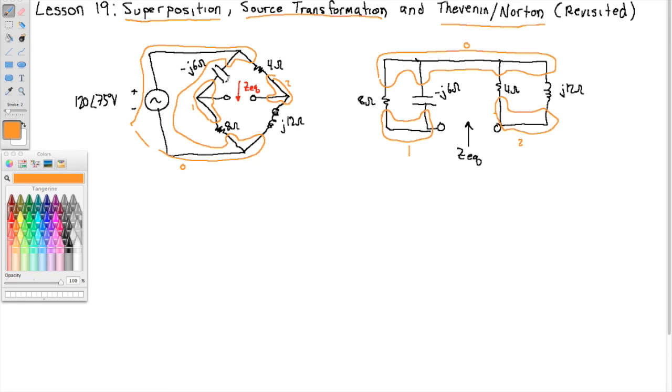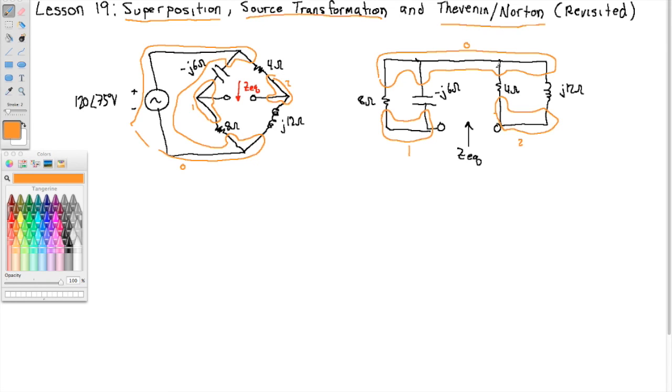You see, the capacitor, for example, is connected between nodes 0 and 1. So that's what I've got in this figure, 0 and 1. On the circuit on the left, the 8 ohm resistor is connected between nodes 0 and 1 as well. And on the right, it's connected between 0 and 1. On the circuit on the left, the 4 ohm and the J12 ohm are connected to nodes 2 and 0. And on the circuit on the right, indeed, the 4 ohm and the J12 are connected to 2 and 0. The circuit on the left, the output terminals are terminals 1 and 2. Circuit on the right, the output terminals are 1 and 2.